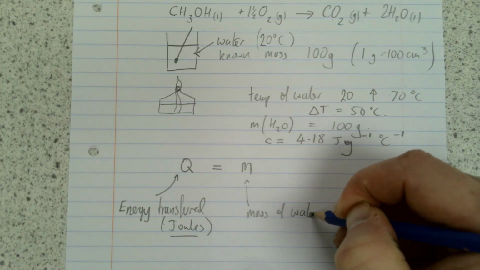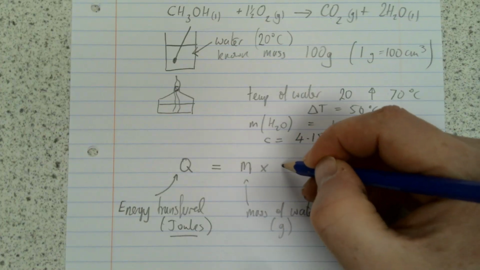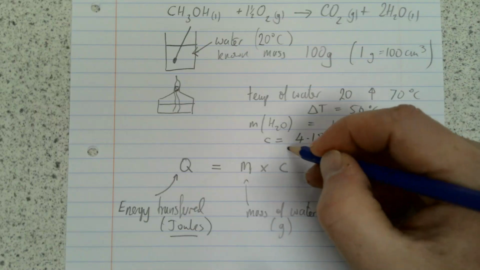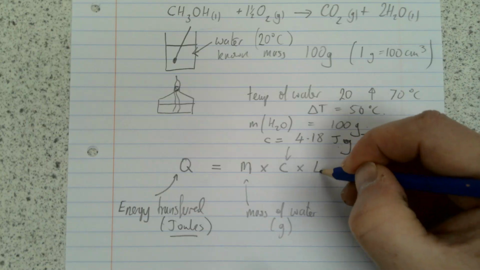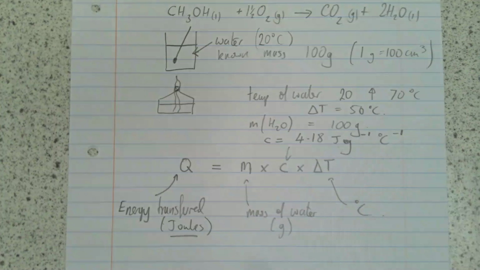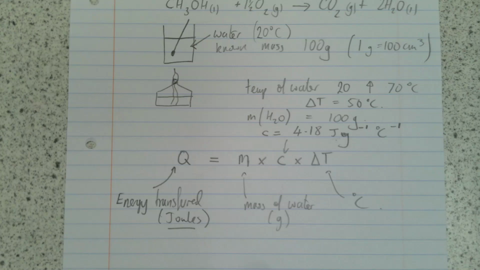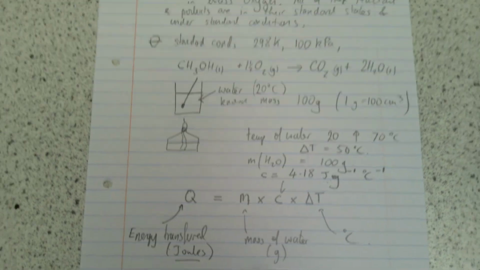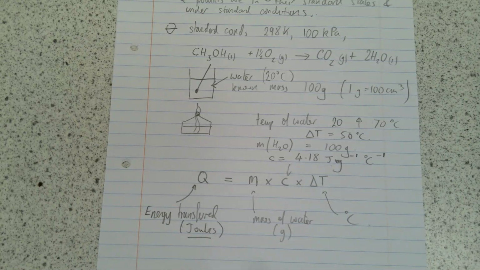Working out how much energy has been transferred to water: grams, times the specific heat capacity, times delta T, and we're quite happy to leave this in degrees C. If you convert to Kelvin, sometimes I do enjoy this little mistake that people make. It's completely understandable but wrong.